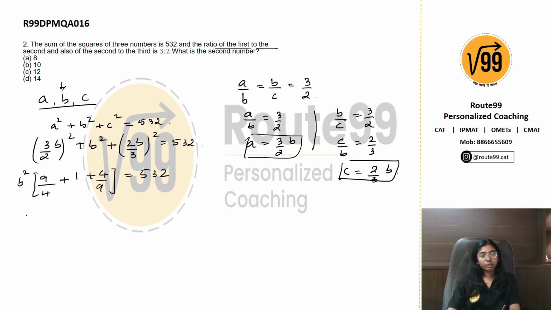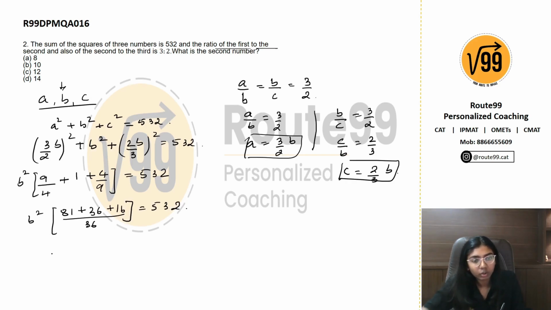Add this all up, the LCM will be 36. B square common. If you want 36 down, you will have to multiply 9, so this will be 81 upon 36. Here 36 upon 36, and here it will be 4, so plus 16 upon 36 is equal to 532. If you add all this up, you will get 13, so 13 upon 36 B square is equal to 532.